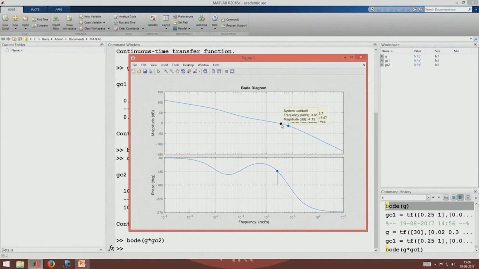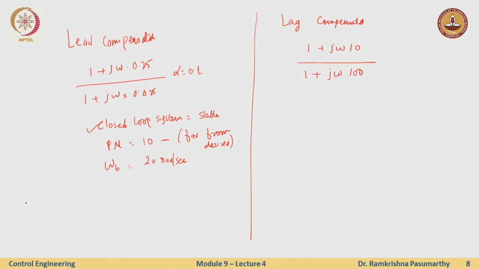Let's see what is happening to the bandwidth. Where am I at? Minus 3 dB is roughly about 3.4 radians per second. So with this, my phase margin has shown some improvement. Well, the closed loop system is stable, which is good. My phase margin has become almost more than 46 degrees. Then I have the bandwidth, which is 3.3, something close to 3.4 radians per second.